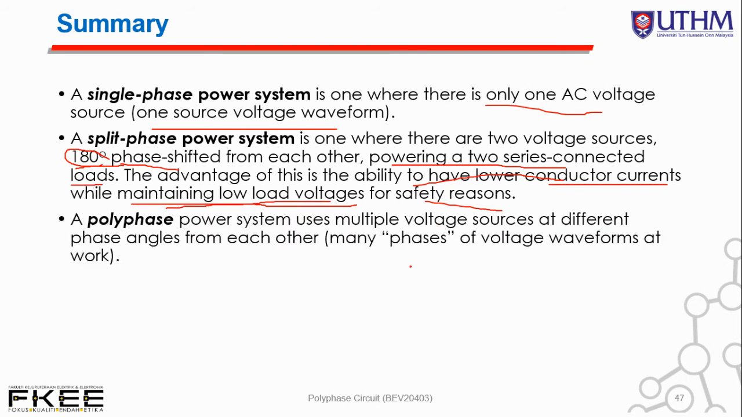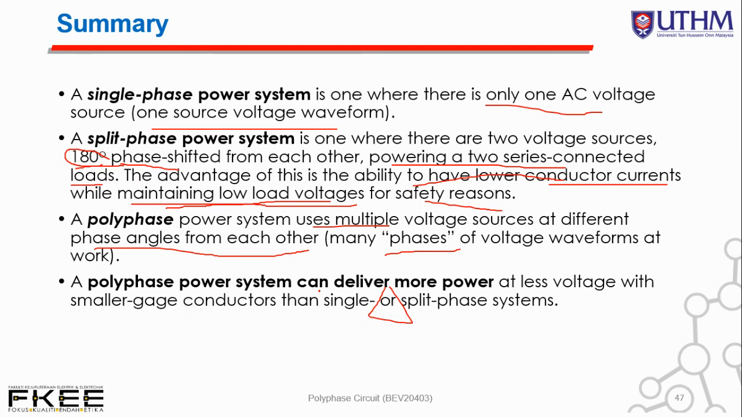So what about the polyphase power system? It uses multiple voltage sources at different phase angles from each other, with many phases of voltage waveform at work. We have seen the three phase, for example, and how it is connected to N for Y configuration. It may generate phase voltage, and it may also convert to line voltage. We can also convert the phase current to line current, for example, but for V, it is equal.